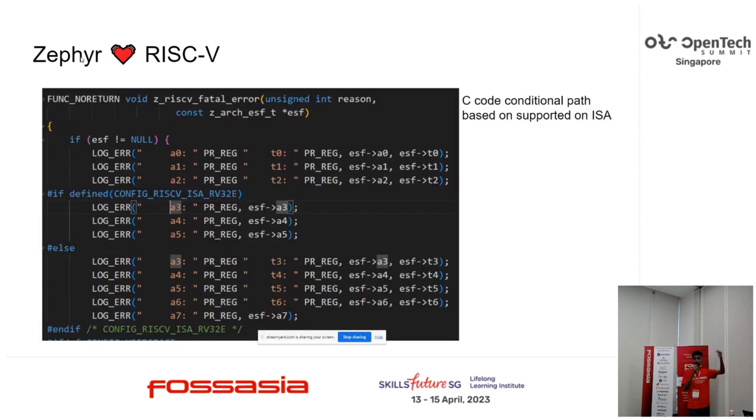So it doesn't stop there, the architecture level code. This is one example where the same configuration is pulled into my source code, basically. So what you see here is if defined CONFIG_RISCV_ISA_RV32E, if the instruction is enabled, it runs different code. You can see it's accessing a register differently. If it's not enabled, it accesses it differently. So all these things are naturally in the ecosystem, basically.